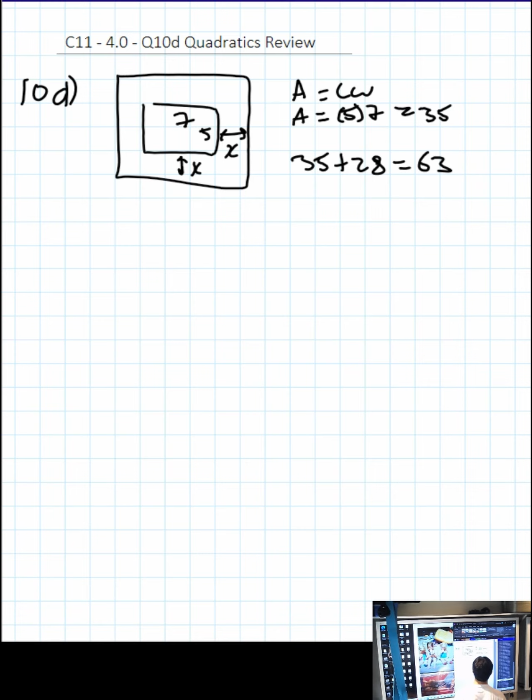Okay, so now back to the left on the margin, let's say A equals LW. So this is going to be the bigger shape. So what are the dimensions of the bigger shape? Well, first of all, we know the area is 63, so we can put 63 on the left-hand side. Now the dimensions, the length. Well, it's not 7, it's 7 plus 2x. And 5 plus 2x, because we're increasing the dimensions on both sides.